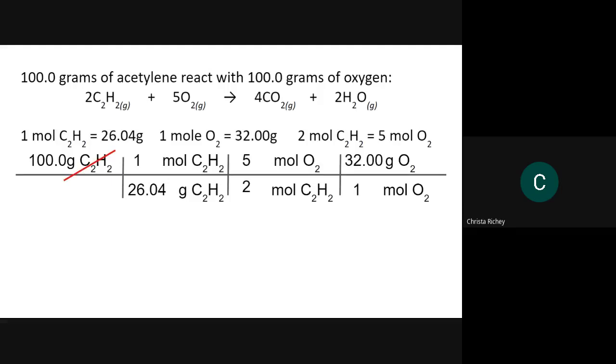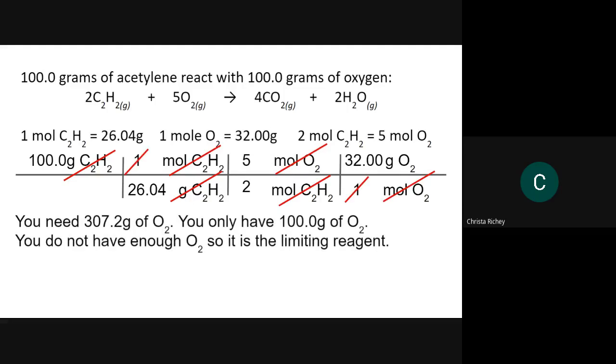I get these from here. This is the molar mass of acetylene. This is the molar mass of oxygen gas. And I cleaned it all up. And if I do all this math, I need 307.2 grams of oxygen. Do I have enough? No. So that means the oxygen is a limiting reagent.